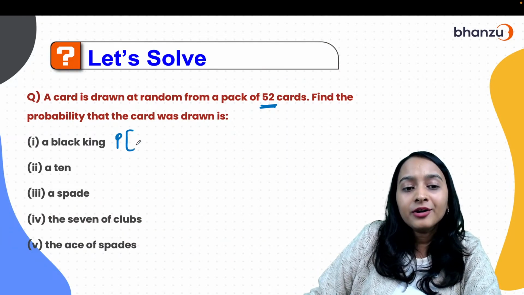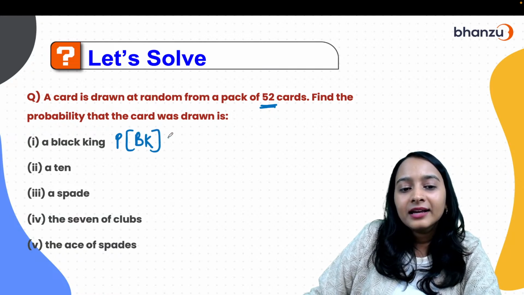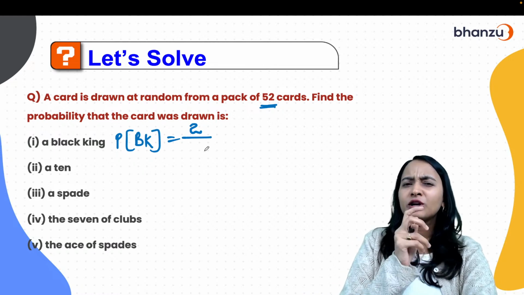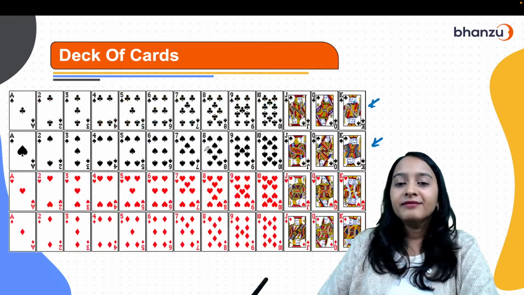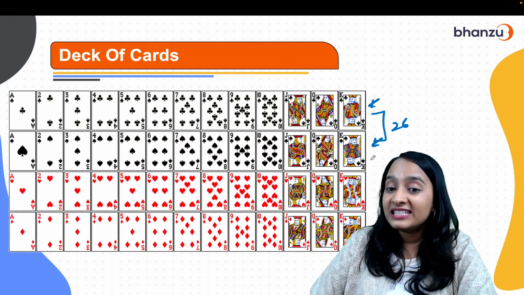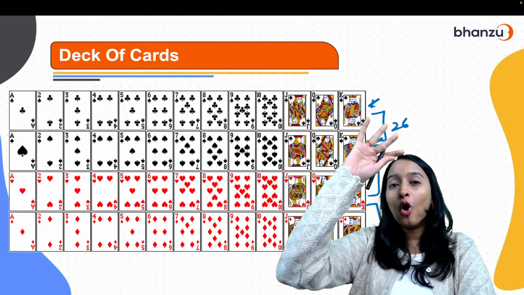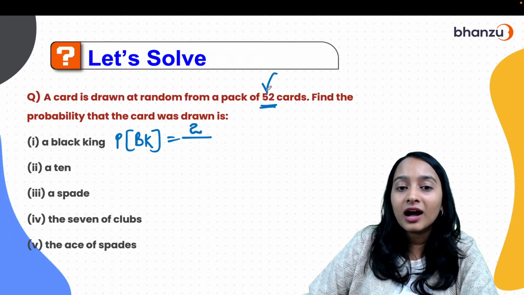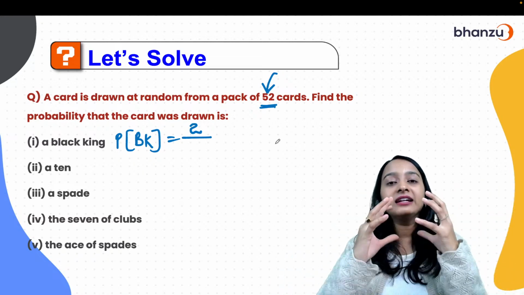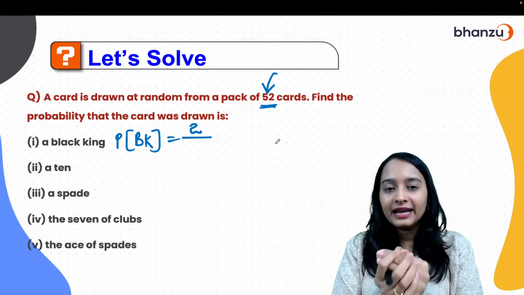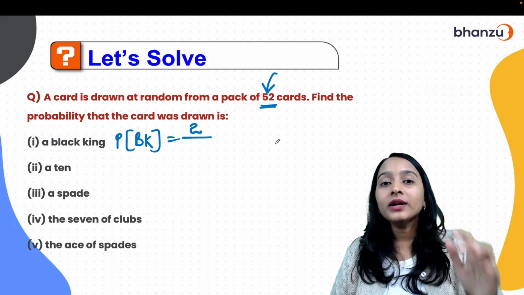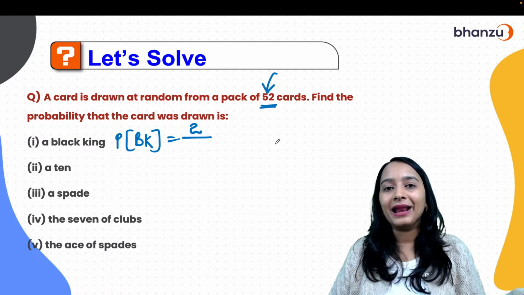So, the probability of getting a black king is 2 out of, now you should not be thinking that because we are only talking about the color black, we will only take into consideration these 26 cards. No. We still have to take into consideration all the 52 cards because it's mentioned in the question that we are taking a deck of cards with 52 cards in it. We are shuffling them randomly. If I pick a card, what is the probability that it will be a black king?